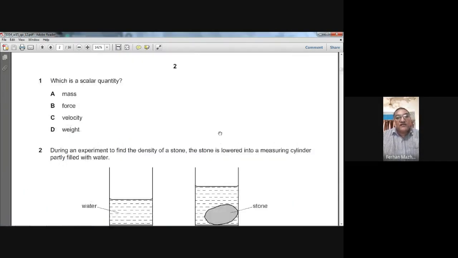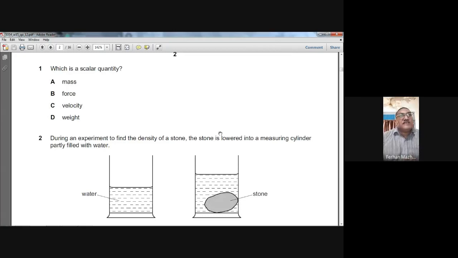It says, which is a scalar quantity? A scalar quantity is a quantity which can be described by its magnitude only. So mass, if you look at the list, is a scalar quantity. For question number 1, A is the choice.